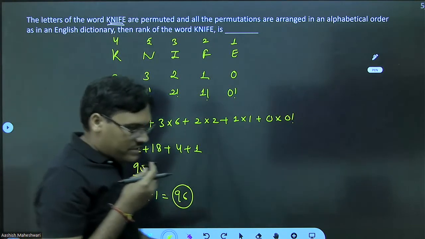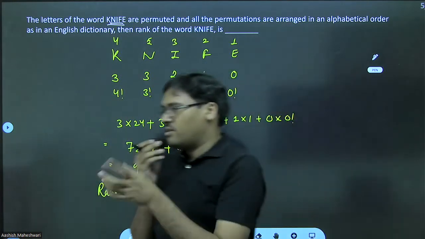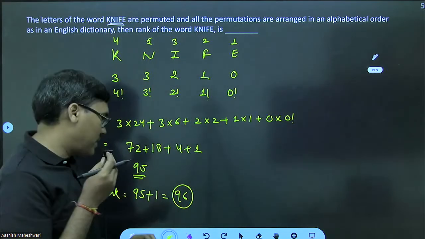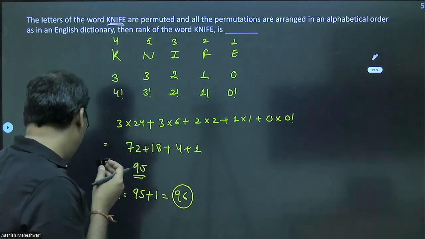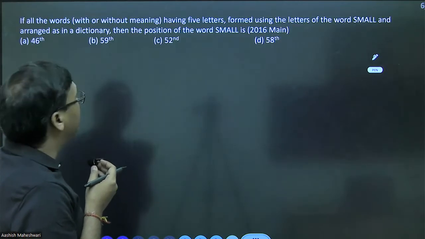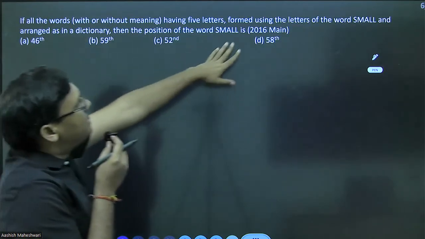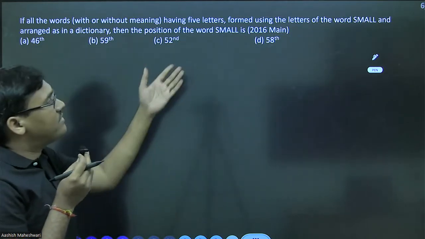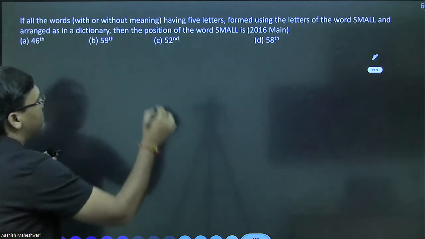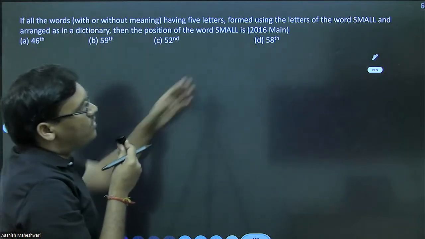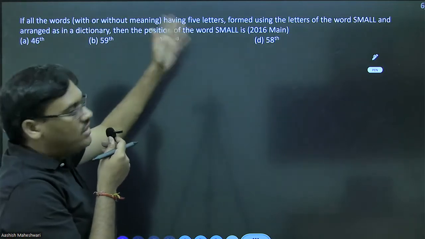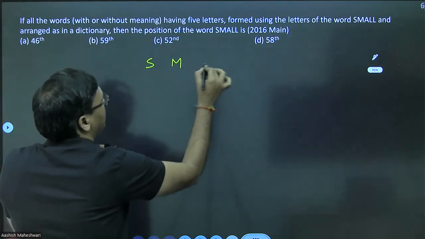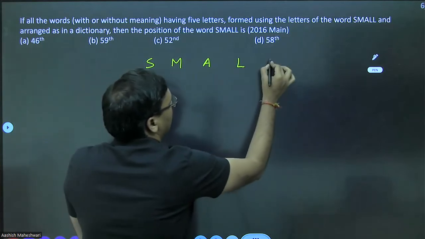Okay. Now we will see what modification you have to do if the letters are repeated. So let me take the next question where we have some letters which are identical. This question appeared in 2016. You can use the basic method, the first method, and try this. I'm giving you the shortcut for this. Let's say the question is you have to find the position of the word SMALL if you arrange in dictionary order. So now see, we have S, M, A, L, L.